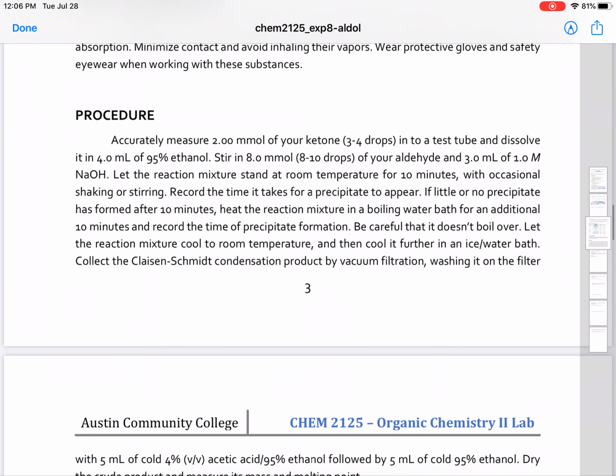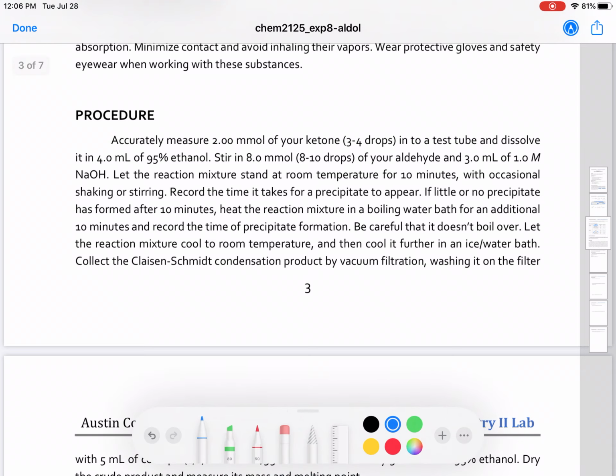Procedure: you're going to be measuring about 2 millimoles of your ketone, which is about 3 to 4 drops, into a test tube, and you're going to dissolve it. These are all liquids, the aldehydes and the ketones. You're going to dissolve it in 4 milliliters of 95% ethanol. We're going to be conducting this reaction in the medium of ethanol, and then you're going to add 8 millimoles of your aldehyde. Remember we said that we're going to keep our aldehyde in excess. So 2 millimoles of ketone, 8 millimoles of your aldehyde. So your ketone is going to be your limiting reactant.